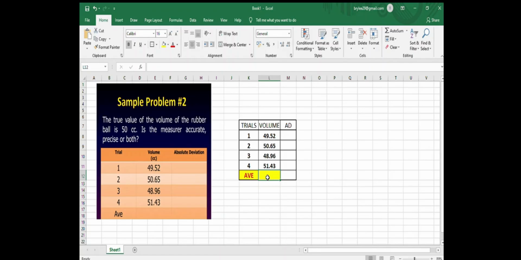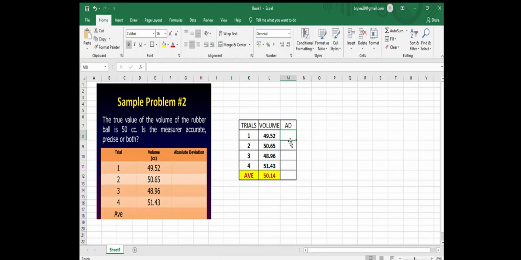So we need to solve for the average volume. How do we do that? Right here, type equals, then the word average, open and close parentheses, then drag the values that you have here, then close parentheses, then press enter. So there you have it, 50.14.